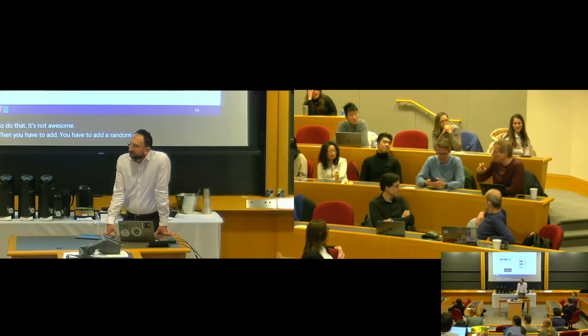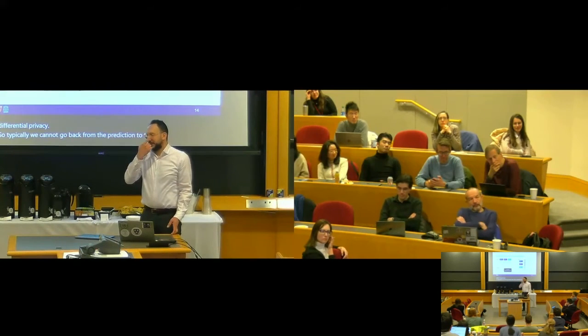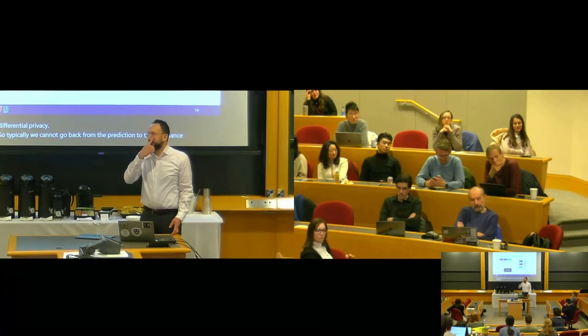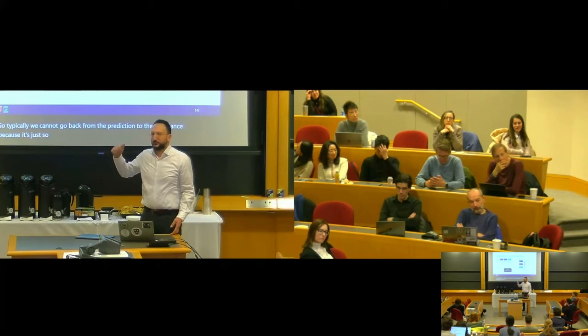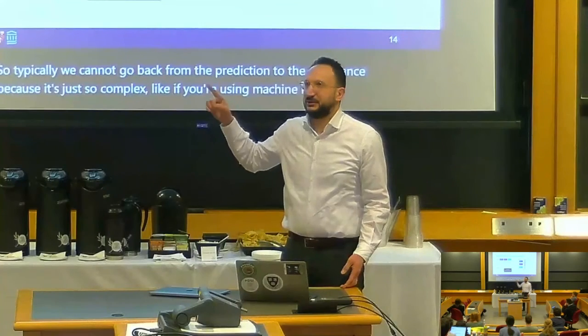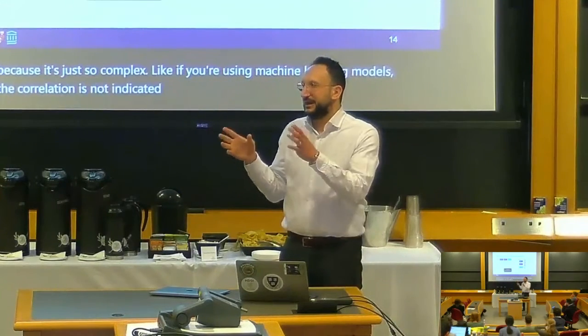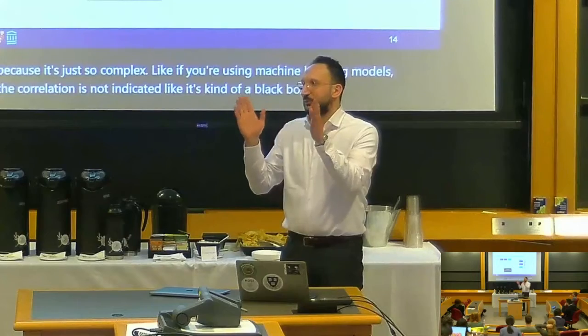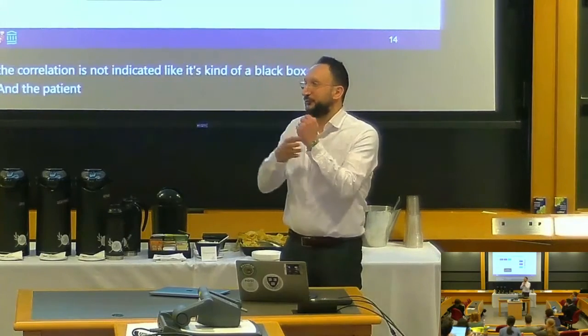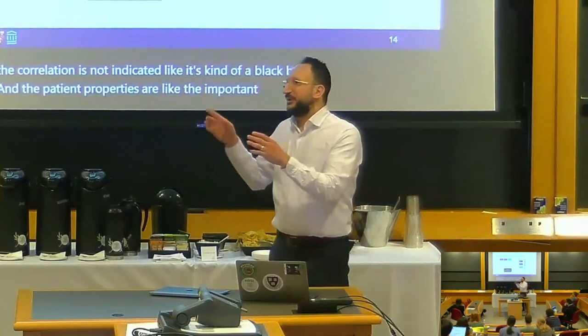Then you have to add a random component at the end, which is differential privacy. Typically, we cannot go back from the prediction to the covariate because it's just so complex. If you're using machine learning models, the correlation is not indicated. It's kind of a black box, and the patient properties, or the important information, we can go back to blood counts.